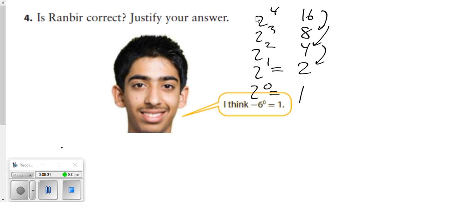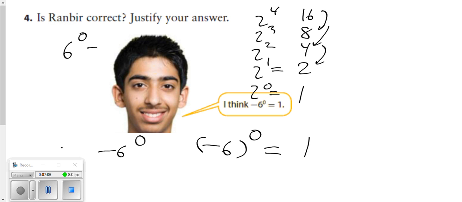But when we look at this one, here I am defining the base as 6. So when I plug in the exponent of 0, any base to the exponent of 0 is 1. If we look at negative 6 without brackets, to the exponent of 0, this is not negative 6 as the base. This says the opposite of 6 to the exponent of 0. Since we already know 6 to the exponent of 0 is 1, then the opposite of 6 to the exponent of 0 must be negative 1. So, my answer was wrong, it should be a negative 1, not a positive 1.